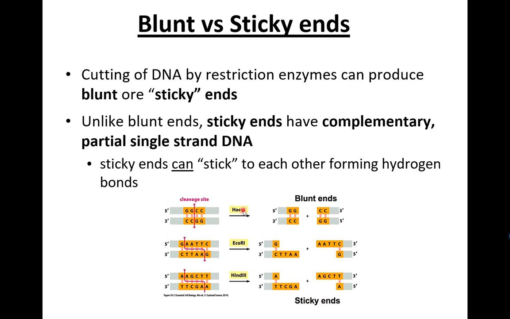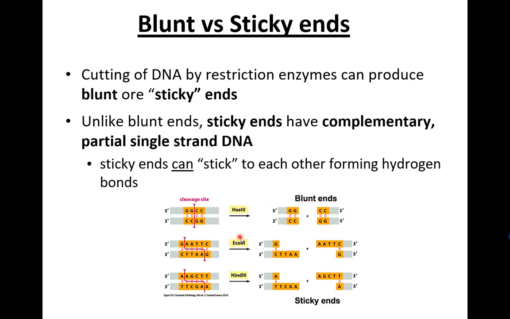Some restriction enzymes, like this one right here, HaeIII, cut the phosphodiester bonds in its own restriction site here, which is again palindromic, only 4 nucleotides. It cuts the two phosphodiester bonds at the same level. So when it does that, it generates an opening in the DNA that doesn't have any partial single-strand DNA molecule. So these are referred to as a blunt end.